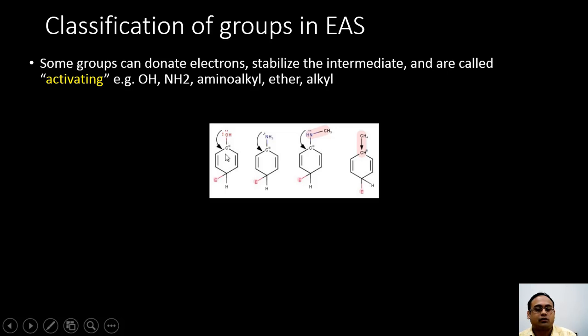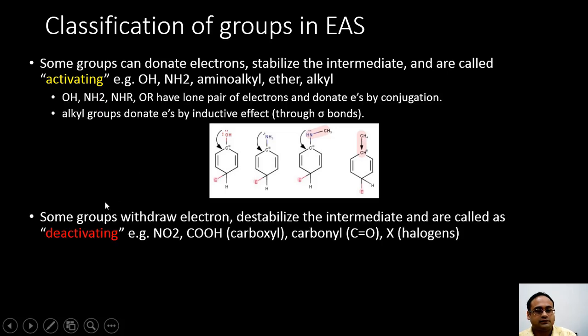be stabilized by electron donation by the lone pairs on the oxygen atom, and substitution at the ortho and para position will be favored. Similar will be the case for anilines and substituted anilines, and even for alkyl, as we have seen for toluene, the alkyl groups by inductively donating electrons will stabilize the intermediate. So all these three groups are stabilizing the intermediate by resonance, electron donation through resonance. But this methyl group is stabilizing the intermediate through inductive electron donation.